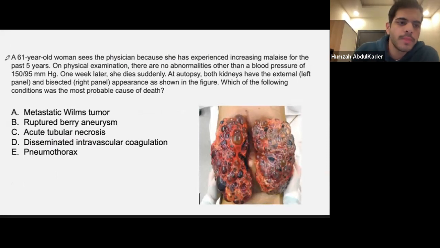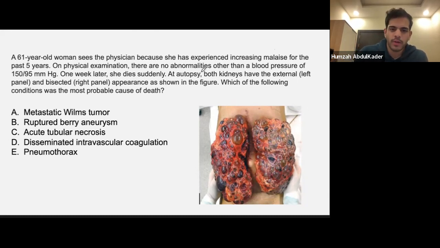Okay, nice. A 61-year-old woman sees a physician because she has experienced increased malaise for the past 5 years. On physical exam, there are no abnormalities other than blood pressure of 150/95. 1 week later, she dies suddenly. At autopsy, both kidneys have the external and bisected appearance as shown in the figure.